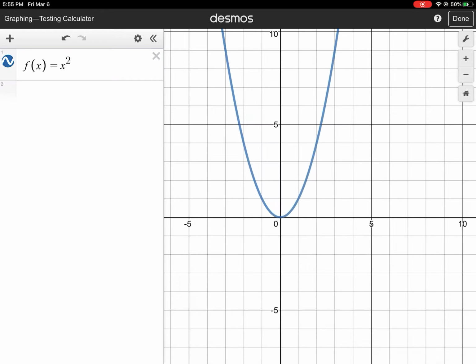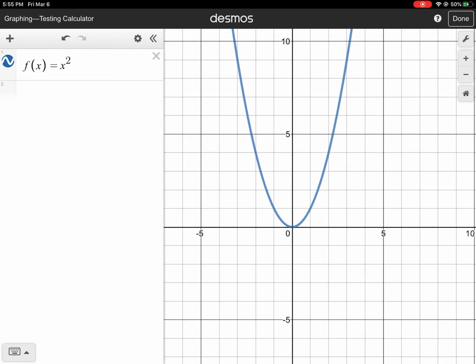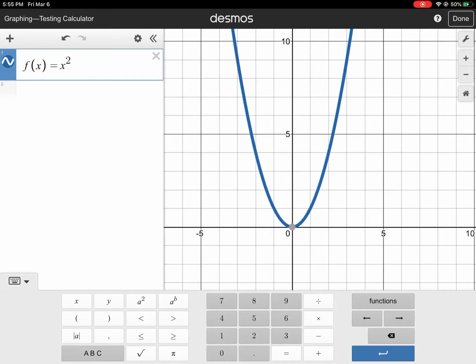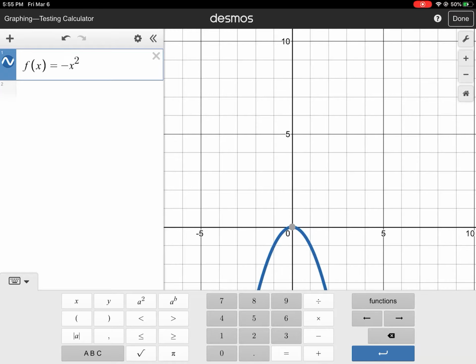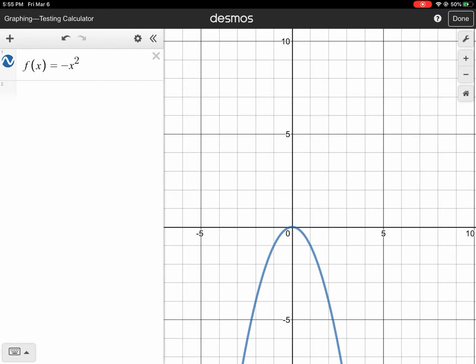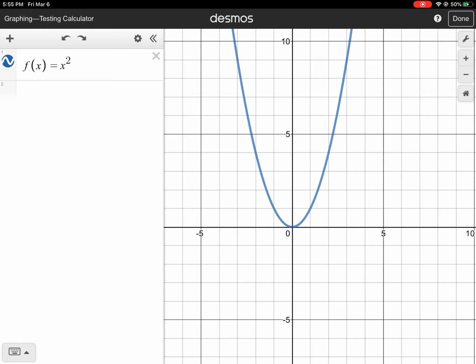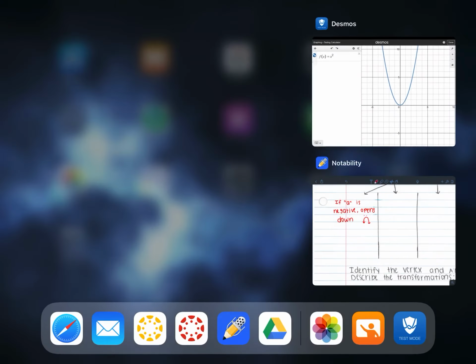I'll show you what I mean. This is a normal parent function parabola. If I wanted it to face down, what does my A value have to be? It needs to be negative. Do we see that putting the negative in the front makes it go down? What kind of reflection is this? What axis is it reflecting over? Is it reflecting over the x-axis or the y-axis? It's reflecting over the x-axis.